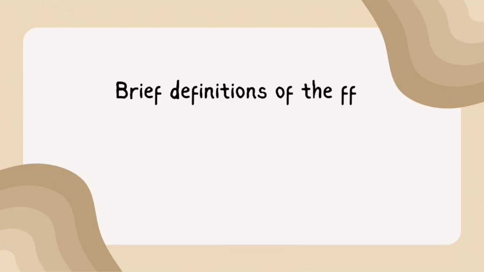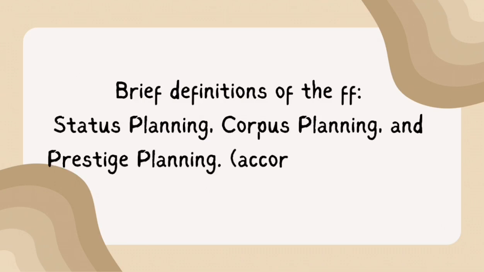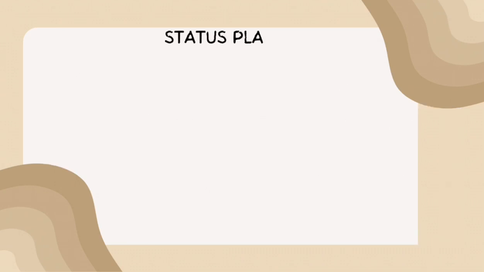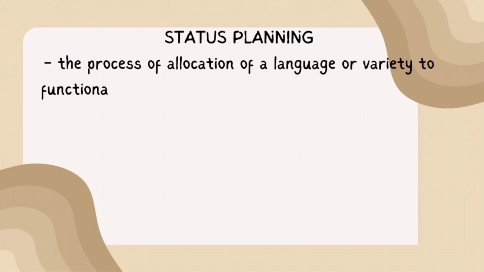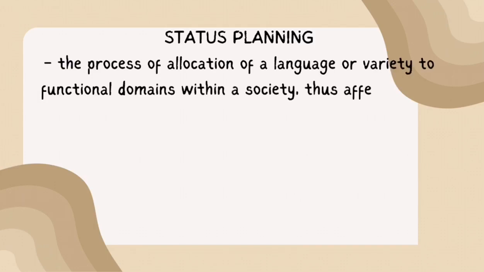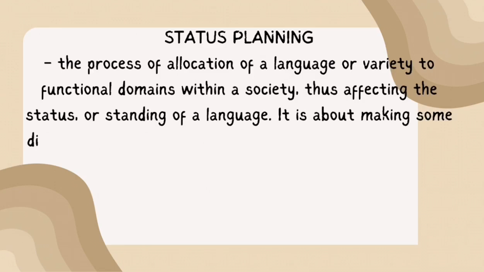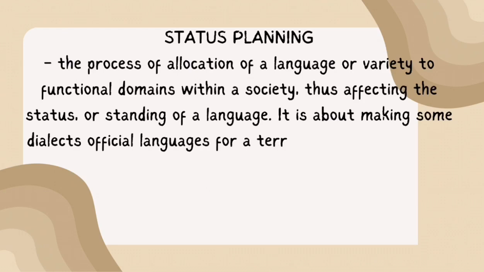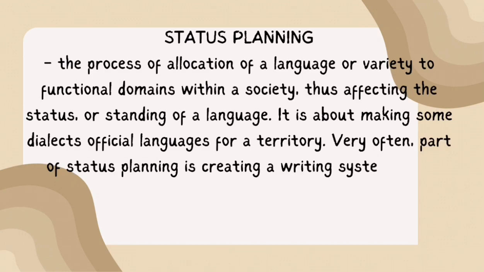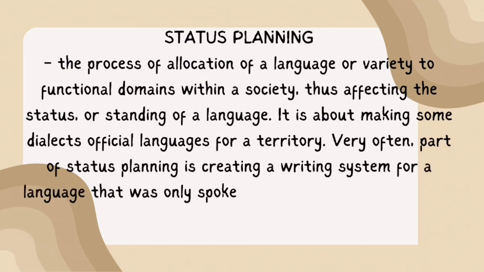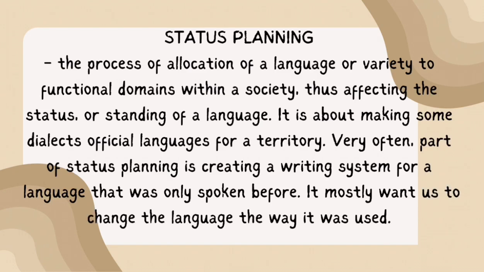So here are the definitions of the following: status planning, corpus planning, and prestige planning according to Hogan. First is status planning. It is the process of allocation of language or variety to functional domains within a society, thus affecting the status or standing of a language. It is about making some dialects official languages for a territory. Very often, part of status planning is creating a writing system for a language that was only spoken before. It mostly wants us to change the way the language was used.